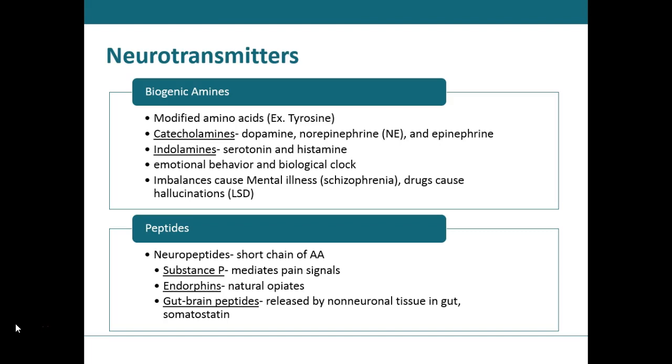Some hormonal imbalances, some imbalances associated with mental illness, such as schizophrenia, are related to dopamine. So dopamine is going to be active during emotional responses and addictive behaviors and pleasurable experiences.